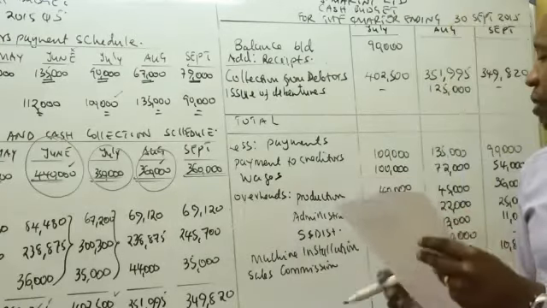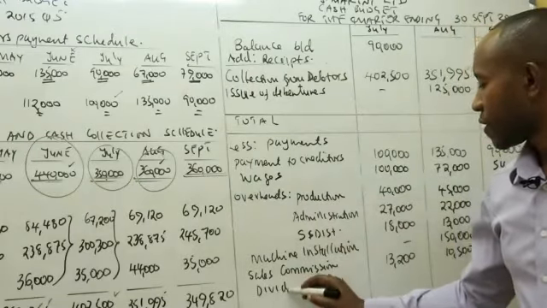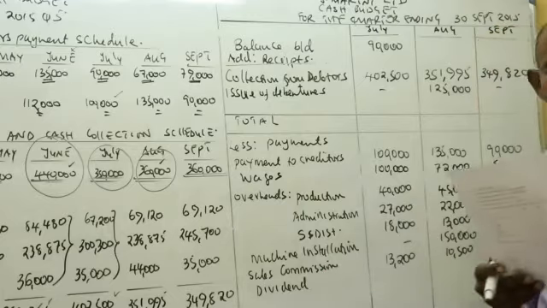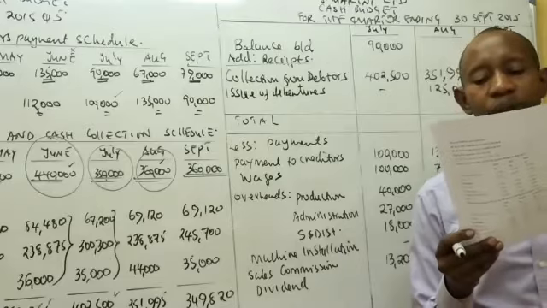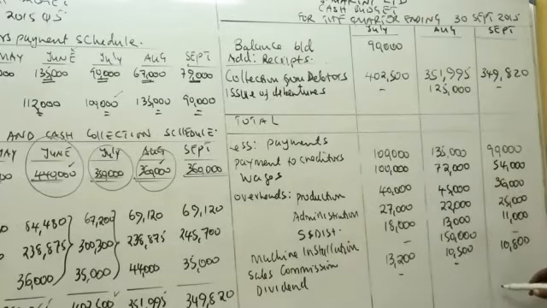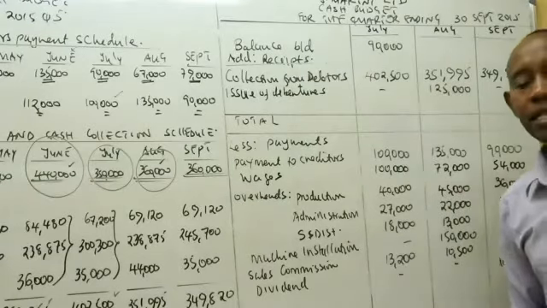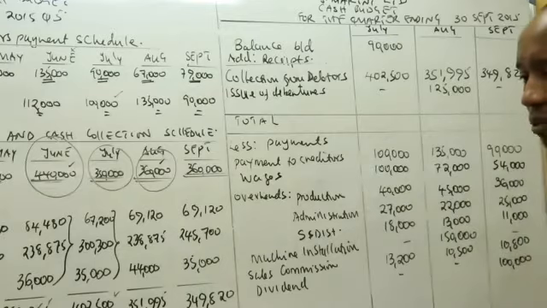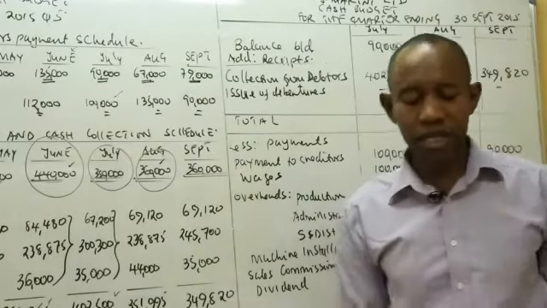And then note number six, we have a dividend. So we say dividend of 100,000 is to be paid in the month of September. So we have dividend of 100,000 paid here. 100,000 dividend will be paid in that particular month. Now, any payment that we have not included, guys?